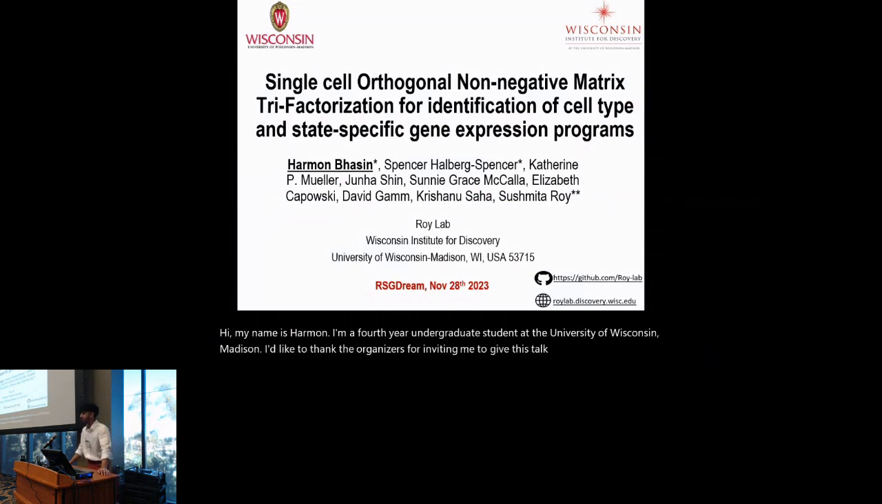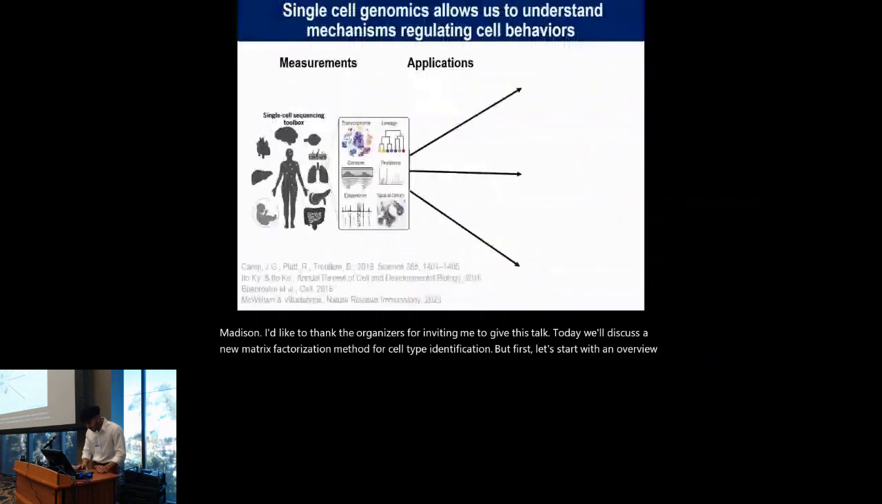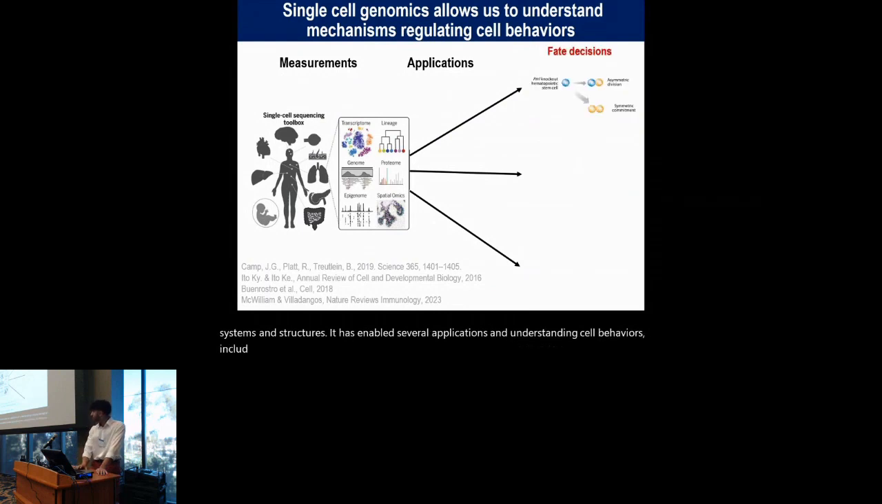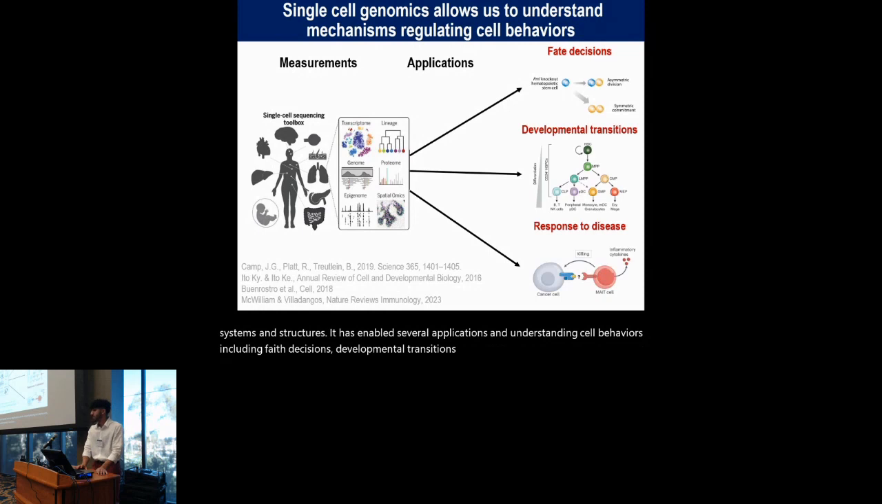Today, we'll discuss a new matrix factorization method for cell type identification. But first, let's start with an overview. Single-cell genomics has revolutionized our capabilities of understanding complex biological systems and structures. It has enabled several applications in understanding cell behaviors, including fate decisions, developmental transitions, and responses to disease. One problem that is common to many application areas is cell type identification. Let me introduce you to that.